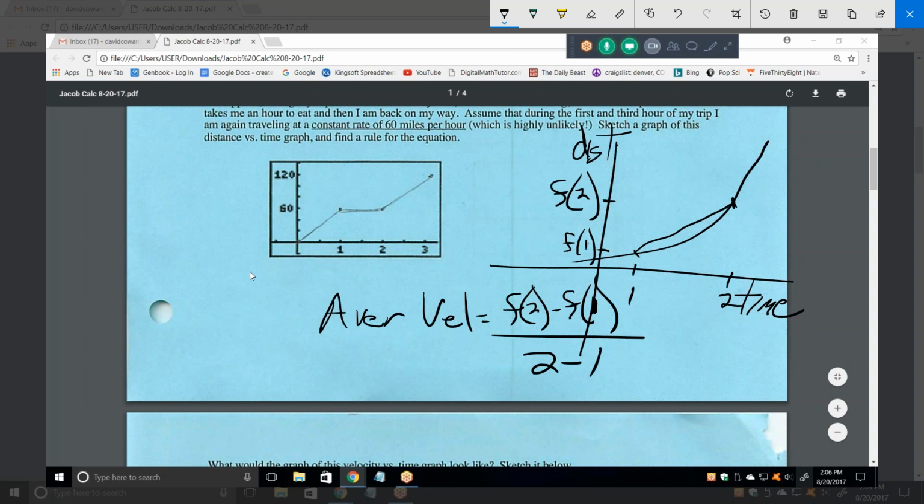But what if I asked you, what is the velocity 1 hour in? Well, that's instantaneous velocity. And you can probably see the problem is we're going to have f of 1 minus f of 1 all over 1 minus 1. In other words, we're going to have 0 divided by 0. How the heck do you figure out instantaneous velocity from that?